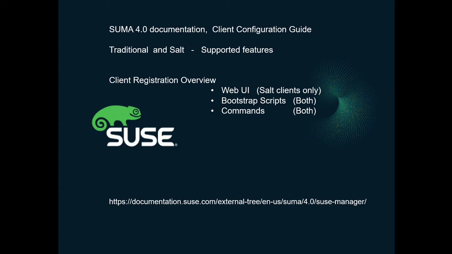SUSE Manager 4 supports many different clients in the form of different Linux distributions, different versions within those distributions, and many features that are supported accordingly. The link at the bottom of the page shows where to find the SUSE Manager 4 documentation, and for a more detailed description of the clients and their capabilities, I would certainly recommend reading the client configuration guide before you deploy in a production environment. To configure our first client, we have to decide whether to use a traditional connection method, which is essentially SSH, or preferably the new Salt method, which increases the available features.